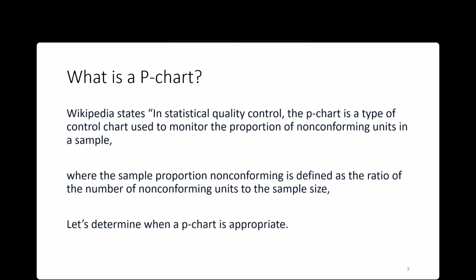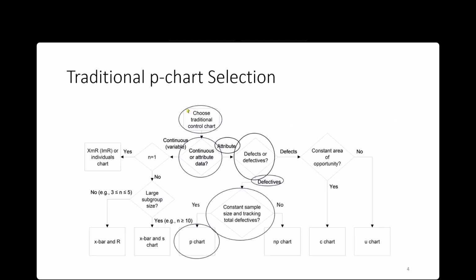Let's examine when a P-chart is appropriate. From the continuous or attribute data decision point, we would select attribute. From the defects or defectives decision point, we select defectives. That is, we're considering whether a unit is defective or not, not how many defects may exist in the unit. A constant sample size is our next decision point, which would result in a P-chart.